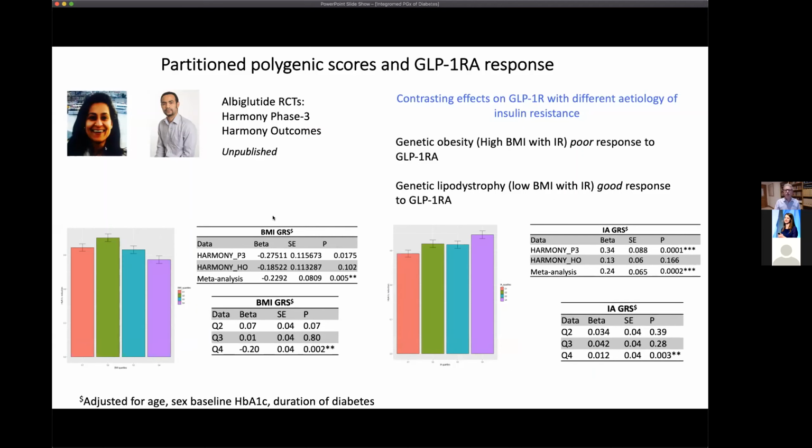And we see a similar story when we compare two different types of insulin resistance. So this is the classic obesity-related insulin resistance, where if you're more obese and more genetically obese and insulin resistant, you have a worse response to GLP-1 receptor agonists. But if you're more lipodystrophic genetically, so insulin resistance with a low BMI, then you respond better to GLP-1 receptor agonists. And you could start to see how we could use the genotype here to help decide on which is likely to be the best drug.